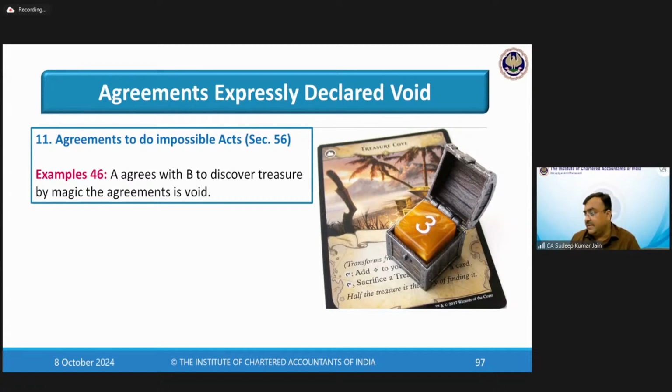Point number 8. I have discussed, beta, if any agreement in restraint of legal proceeding is perfectly void. But if it is just a restriction as per the agreement, for the legal proceeding to refer to the court, in place of that you may refer to arbitration, it is perfectly valid, right?